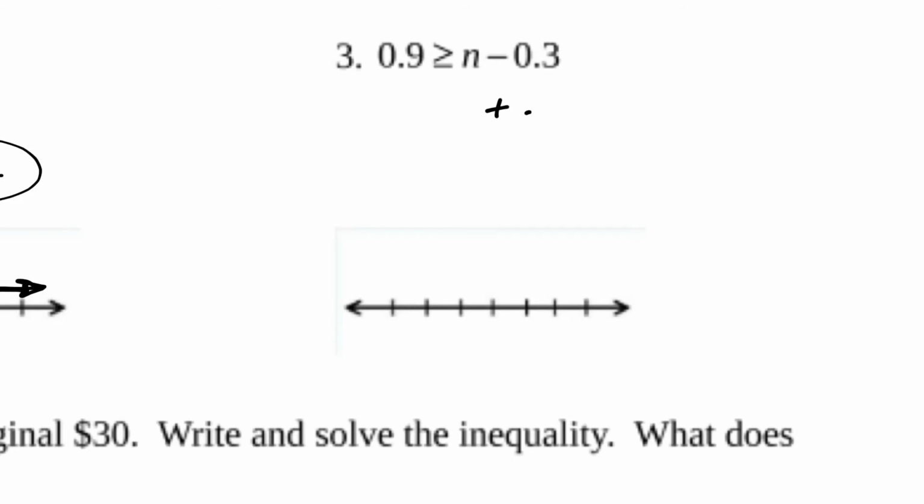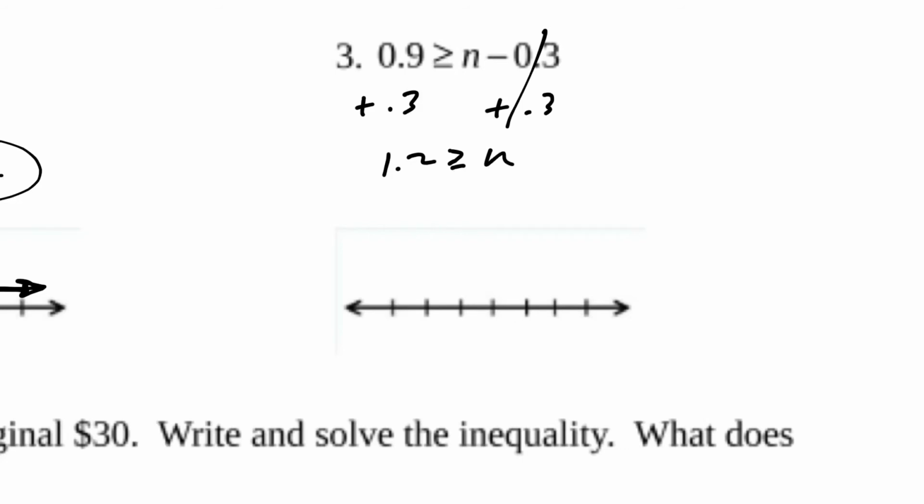Adding 3/10 on the right-hand side, and I'm going to add 0.3 on the left-hand side. So on the left-hand side of my inequality, I now have 1.2. I bring down my inequality symbol, which was greater than or equal to. And then these cancel out on the right-hand side, so all I have on that side is n.